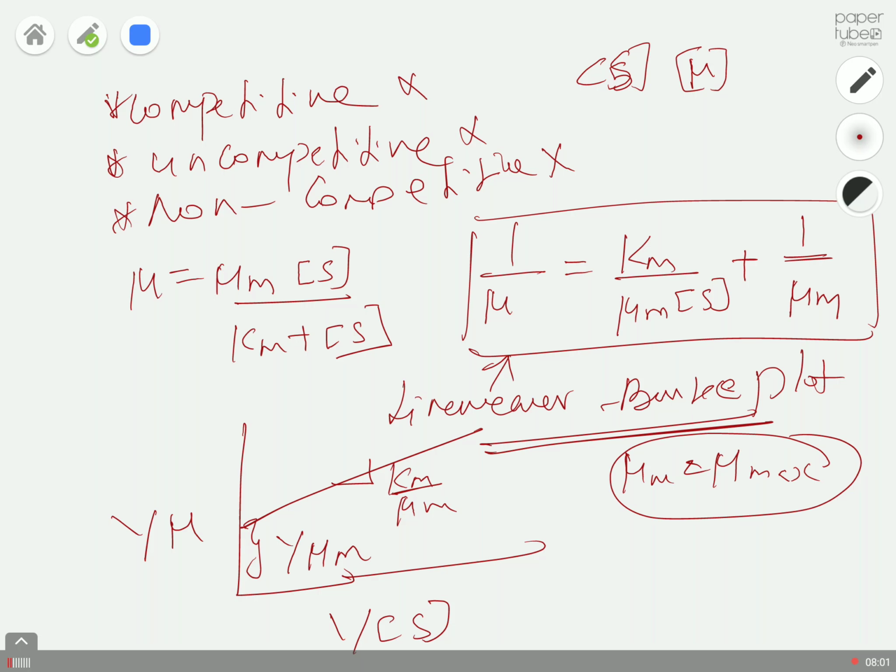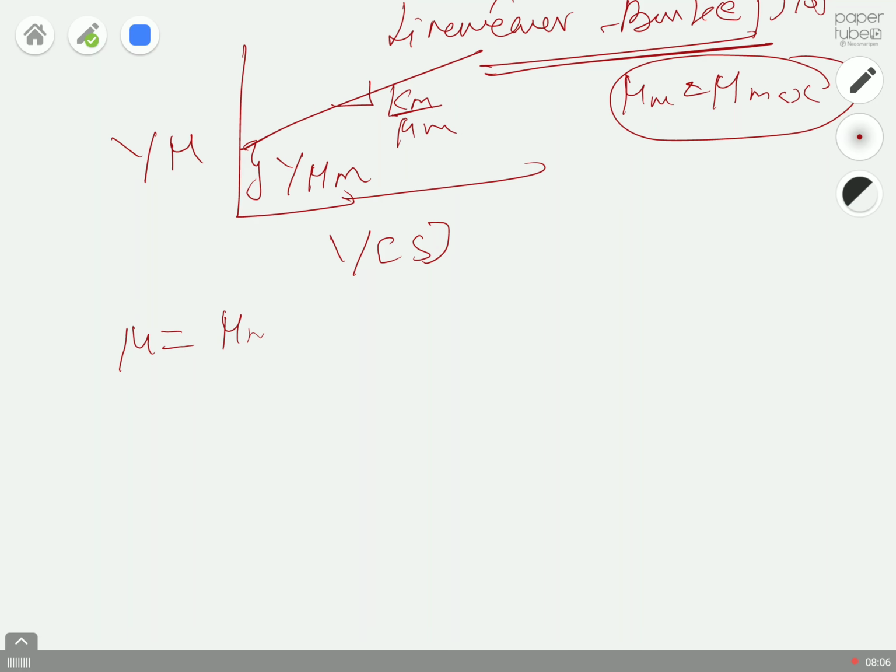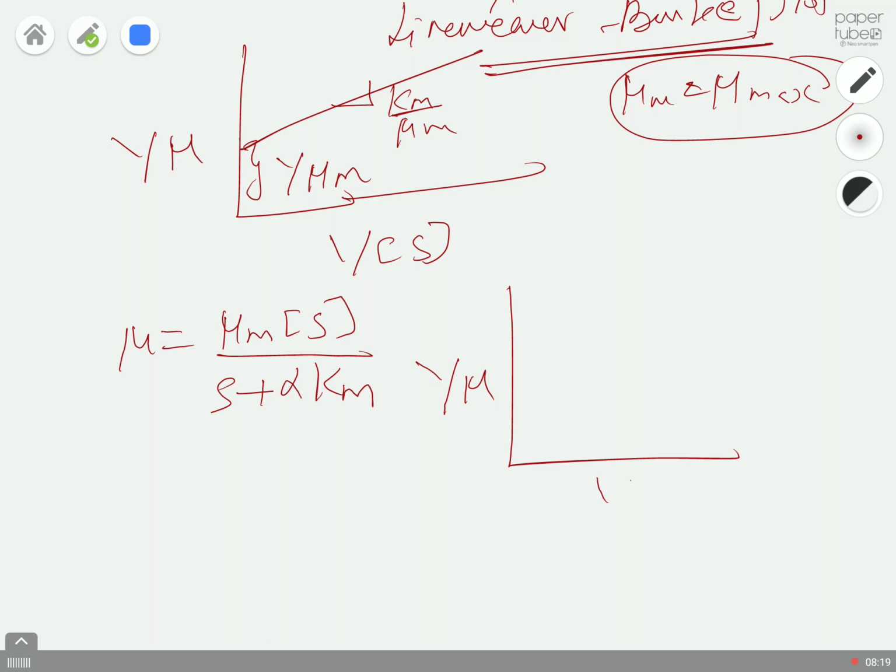So if you're having non-competitive inhibition or competitive inhibition, let's begin with that. That's your expression. You have to check the notes for more details. I already gave a lecture on this topic. So again, you have to use the same Lineweaver plot.